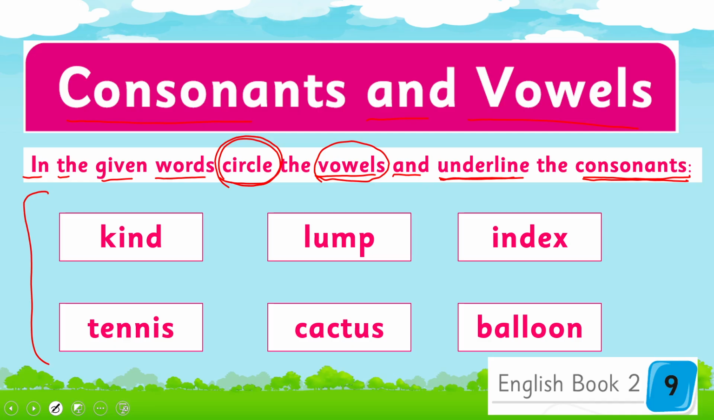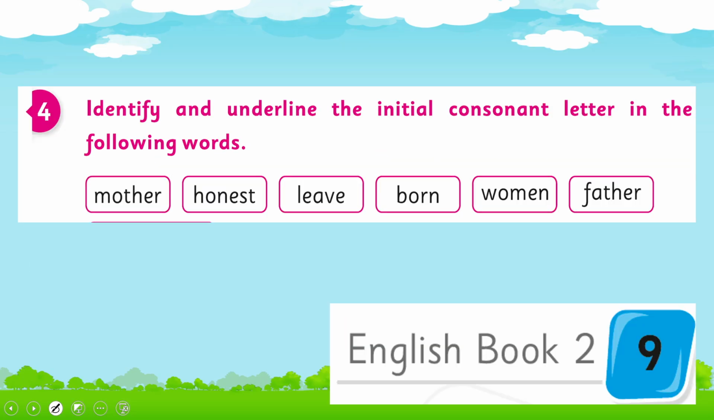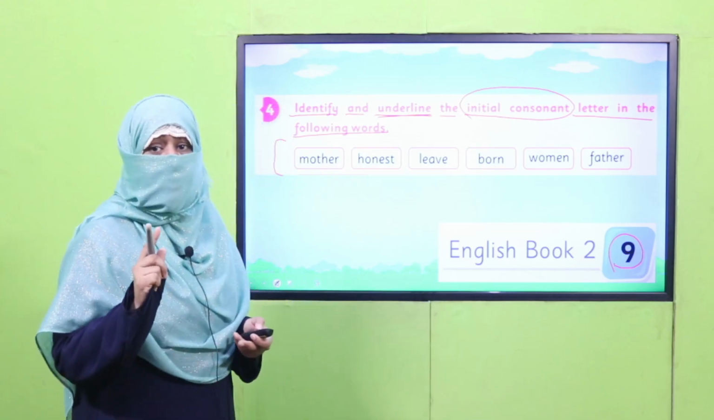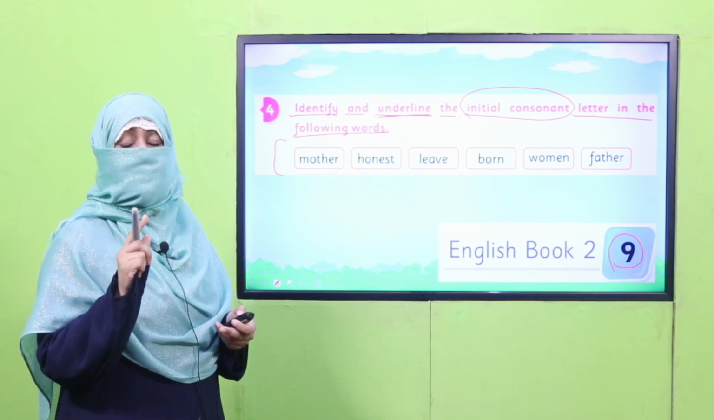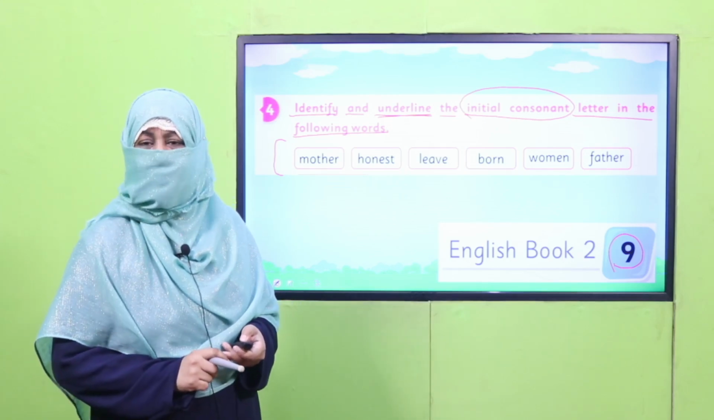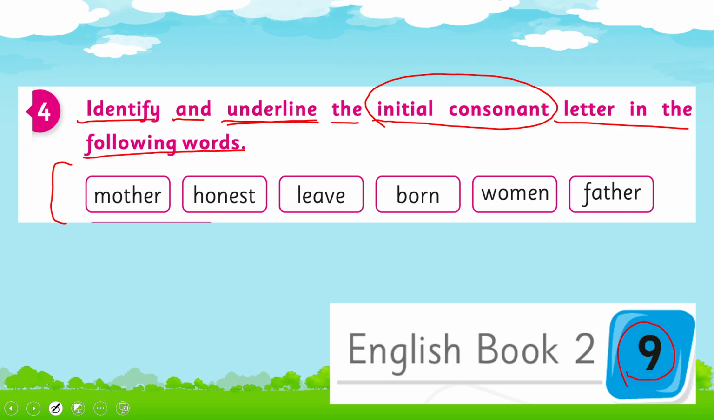So the next activity is again on page number 9. It is to identify and underline the initial consonant. Only the initial consonant letter you will underline in the following words. You have to identify and underline the initial, meaning beginning, the first consonant letter of these words. Now pause the video and enjoy this activity.